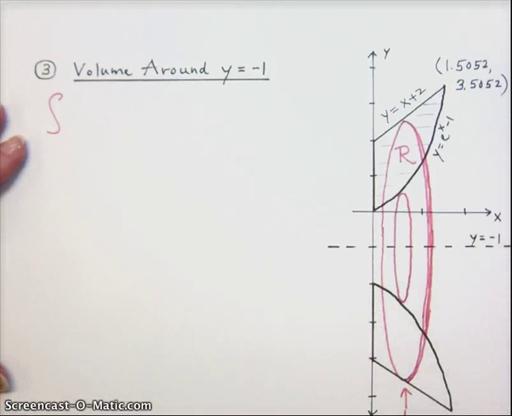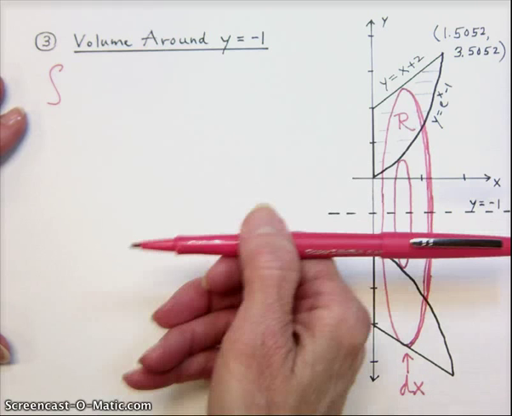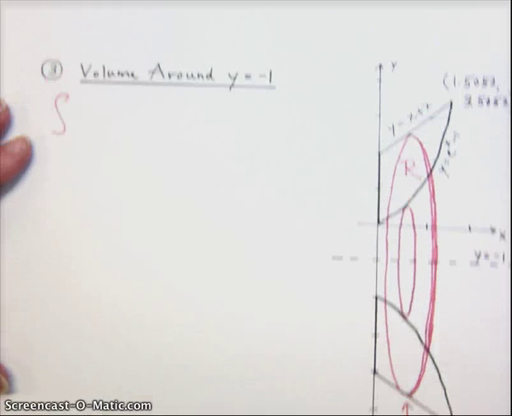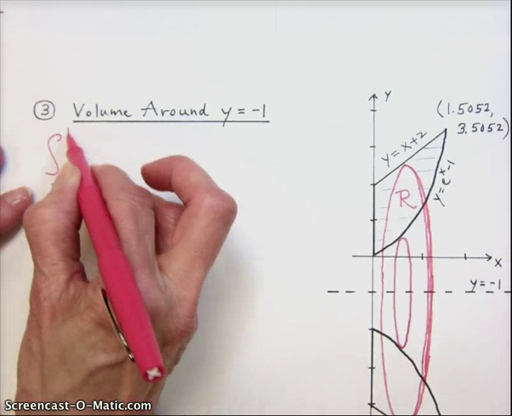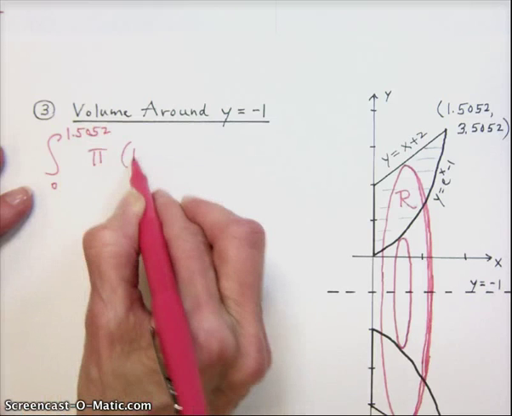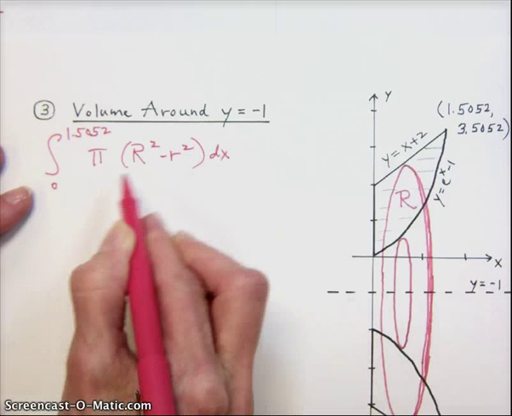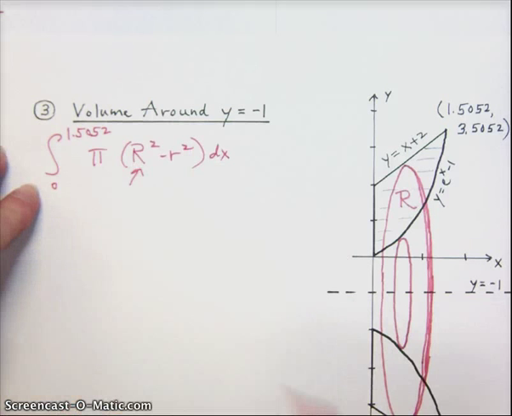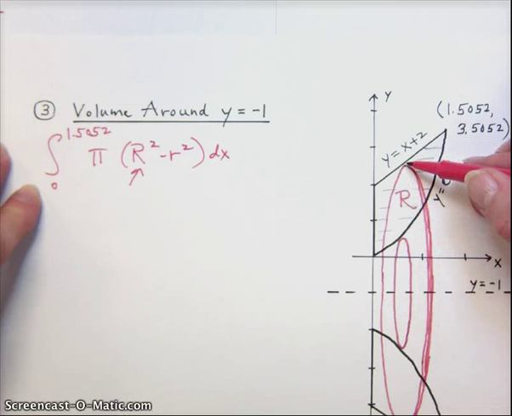I don't know if you can see that. There we go. I'll move it up a little bit. Dx discs, because we're rotating around a line which is parallel to the x-axis. So we have integral from 0 to 1.5052 of pi times cap R squared minus little r squared dx, where the big radius, now this gets a little bit complicated, but you're measuring the distance from this line y equals -1 all the way up to the line y equals x plus 2.